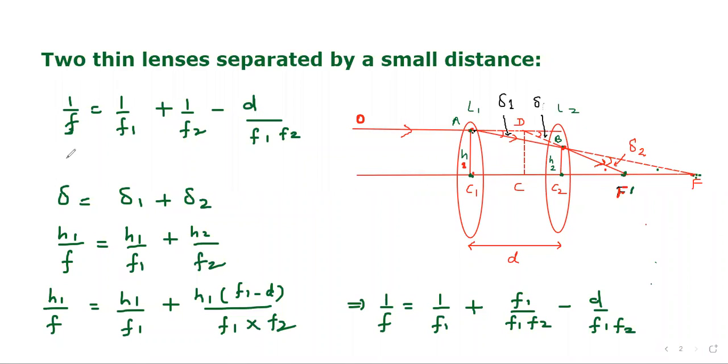Now suppose we want to write power. So the combined power P equals P1 plus P2 minus D times P1 P2.